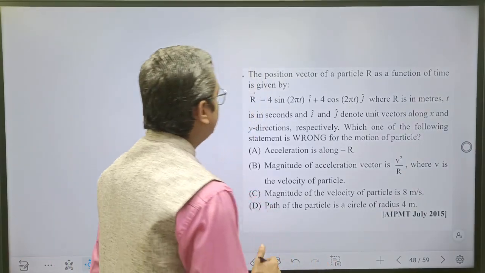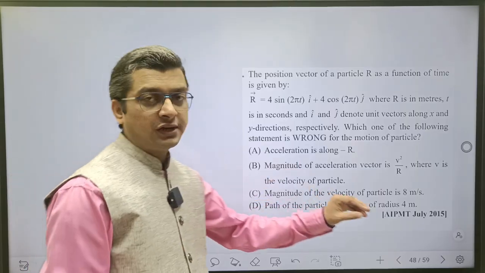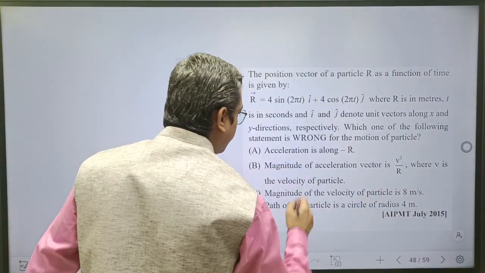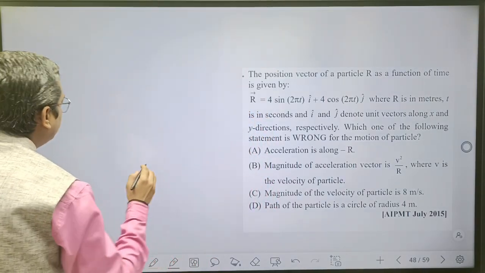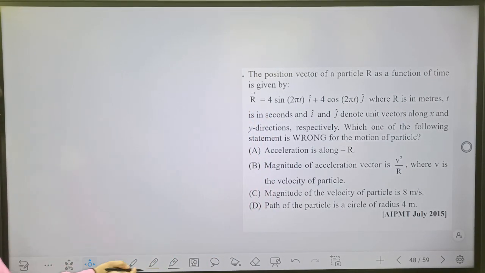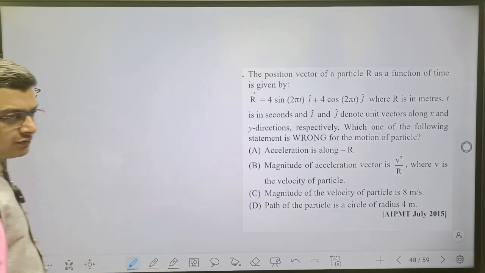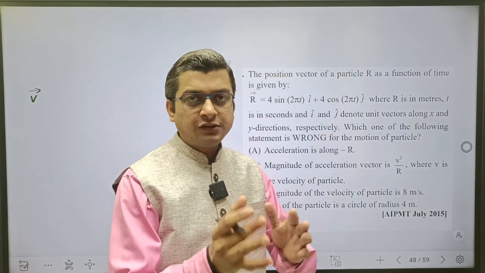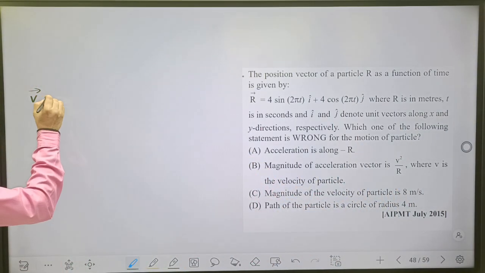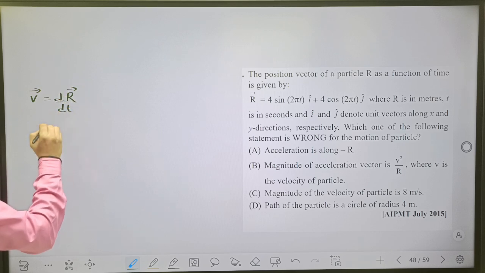In this expression, the position vector is given by this value. There are 4 statements, and we have to select the wrong statement. Very first, it is commenting about acceleration, so we have to find the expression for acceleration. As you all know, dear students, acceleration is dv by dt, where v is velocity, so we first have to find velocity. Here, if you differentiate this position vector, you will get the expression for v.